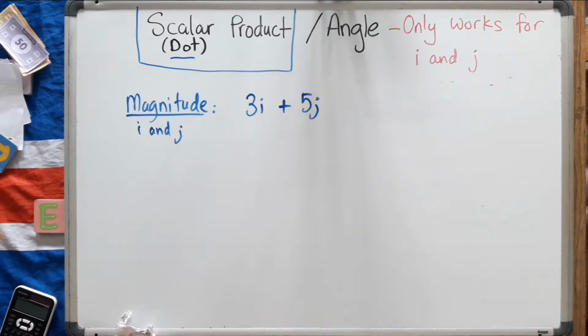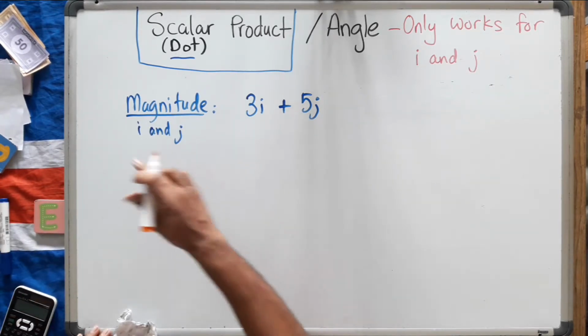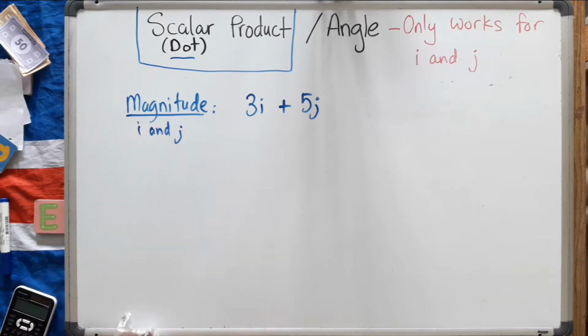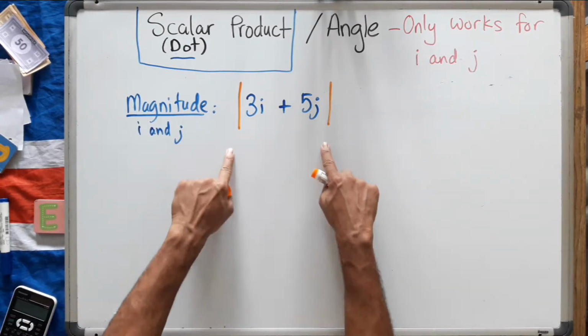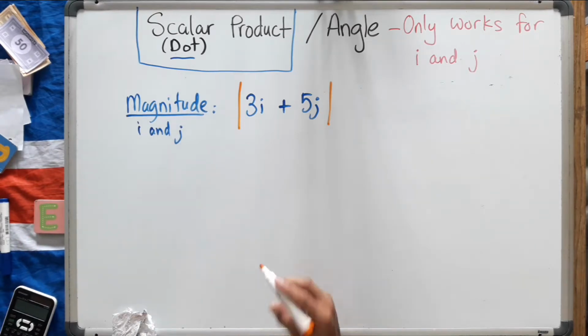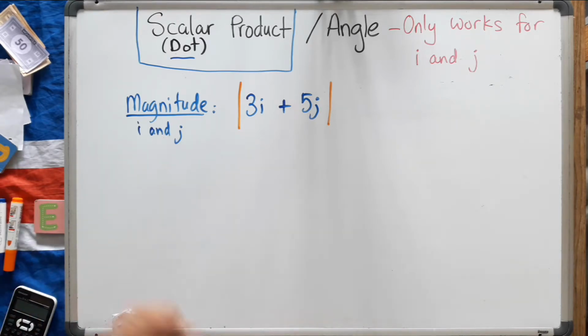To find the magnitude of a vector, the examiner could say, hey, find the magnitude and write the word magnitude. Or he could use two straight lines like this. These two straight lines bordering the vector means automatically, hey, find the magnitude. That's a symbol for magnitude. And to find the magnitude of a vector is very simple.